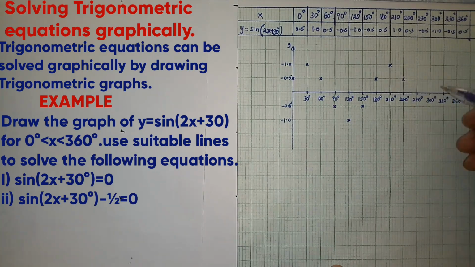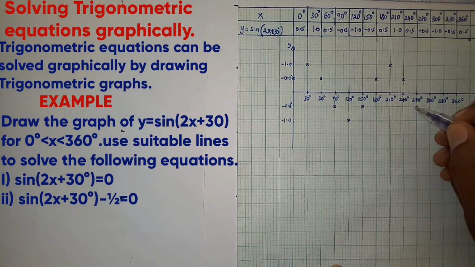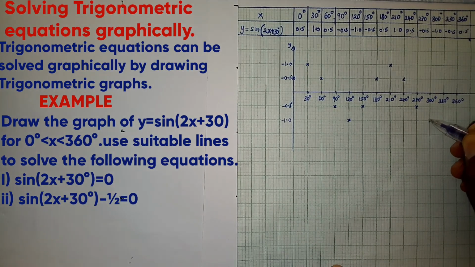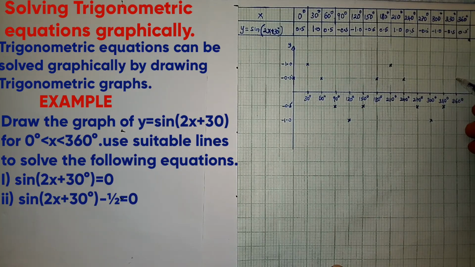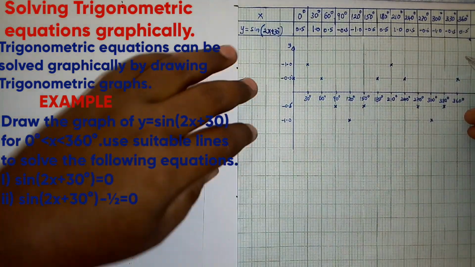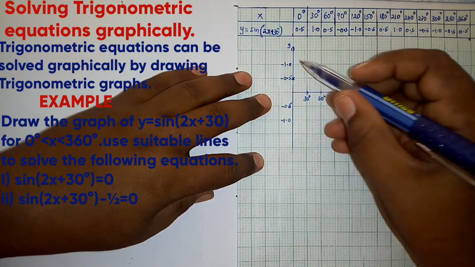240, 270, 300, 330, then 360, we are going to have 0.5. So let us join the dots.